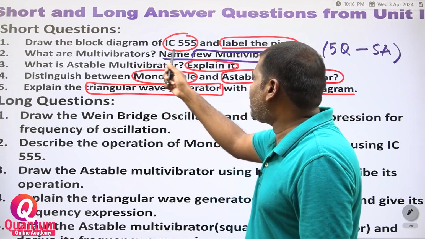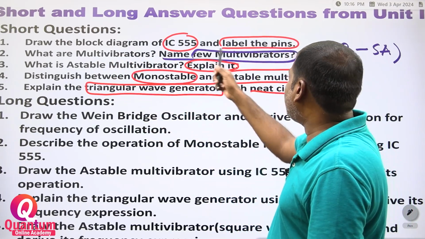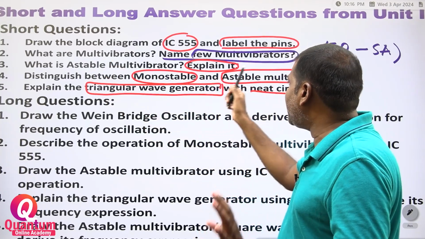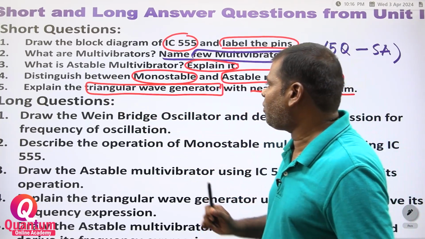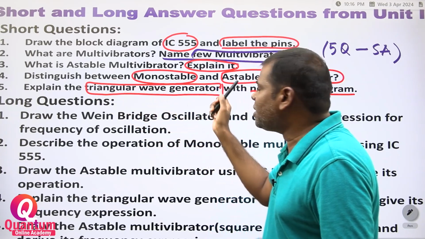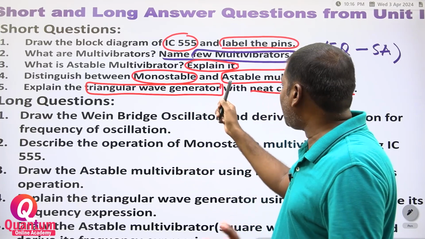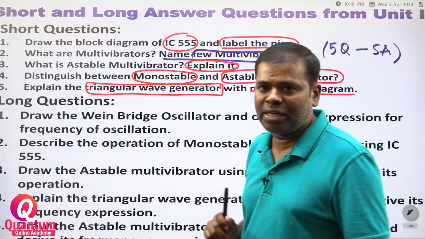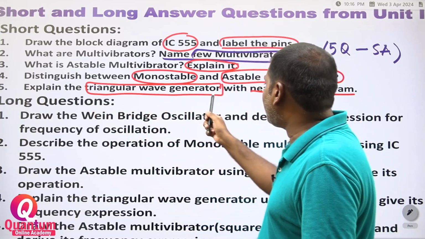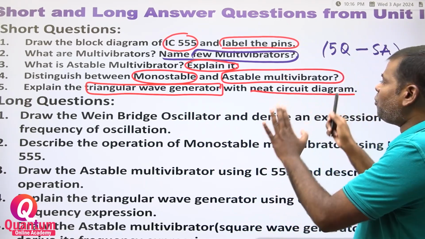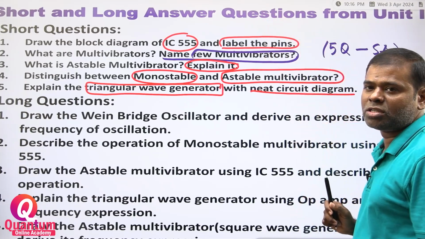Draw the block diagram of IC 555 and label the pins. What are the multi-vibrators? Name a few multi-vibrators. Second one, what is an astable multi-vibrator? Explain it. Distinguish between the monostable and astable multi-vibrator. Explain the triangular wave generator with a neat circuit diagram. These are the 5 questions from the short type.